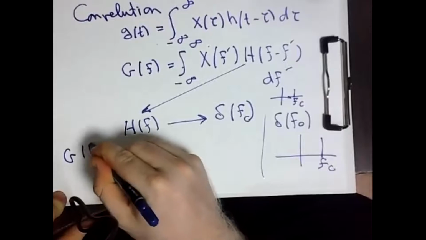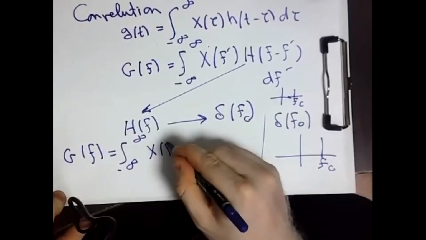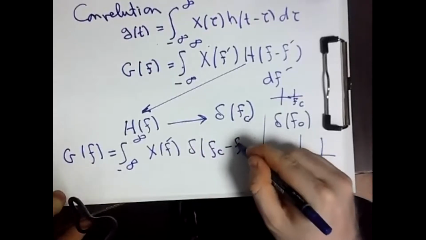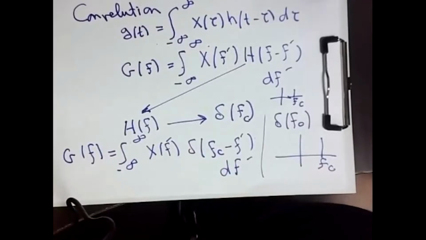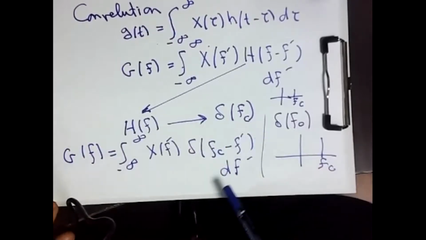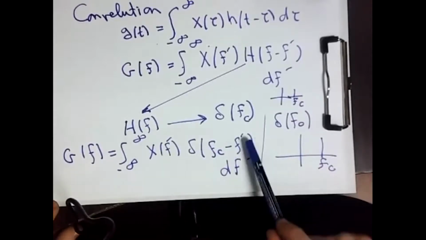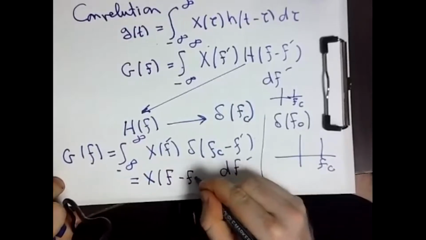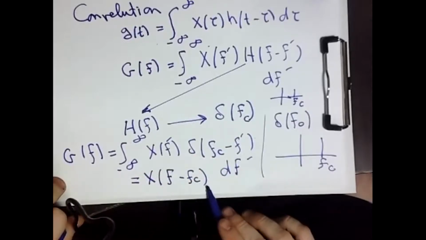So g of f is equal to the integration from negative infinity to infinity of x of f dash, and I'm sorry, delta of fc minus f dash df dash. Do you remember this from your signals class? That's why I mentioned I need an A student in signals. So do you remember this? When you have an integration between a delta function and a signal or any other function from negative infinity to infinity, the output of this integration is simply x of f minus fc. So simply, this g of f is a shifted version of x of f to a frequency fc.